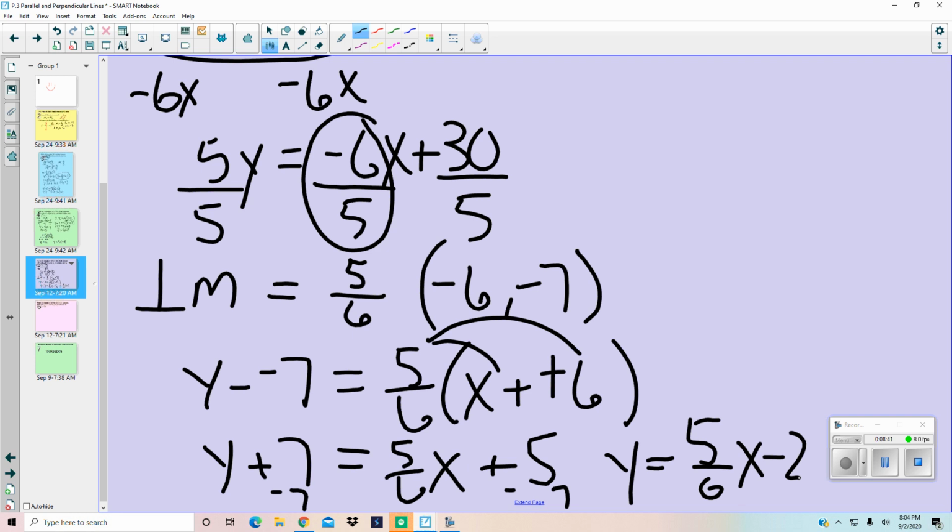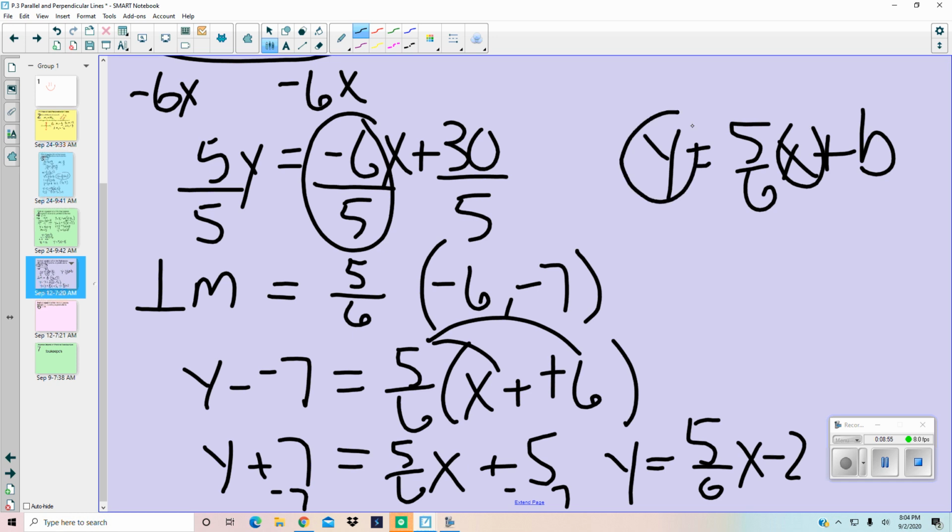You can also use slope intercept, and if you were to do that, you would write out y equals 5/6x plus b, and then you would plug in the point into the x value and the y value, and then solve for b. You get the same answer.